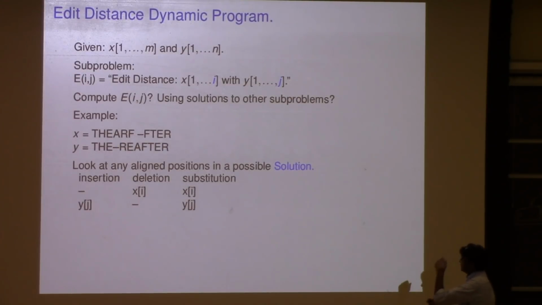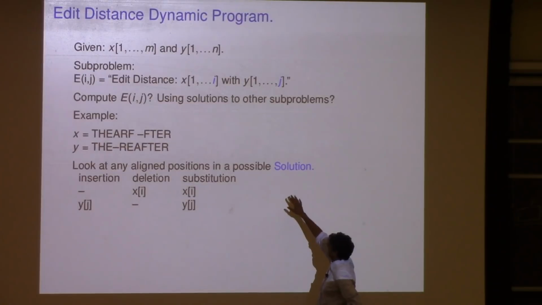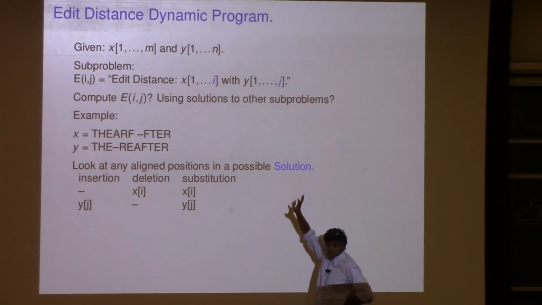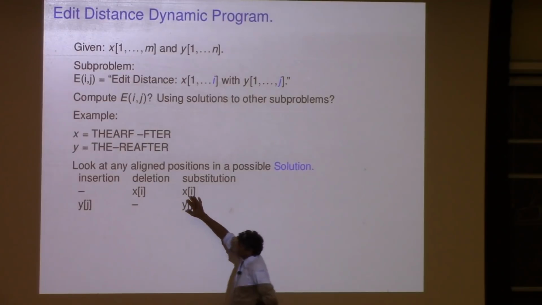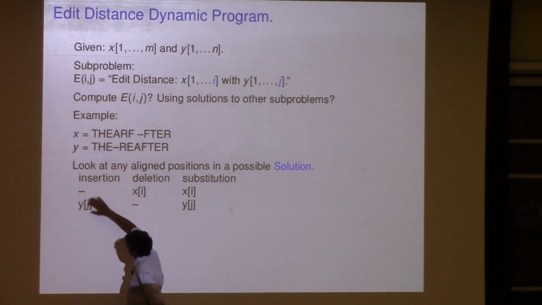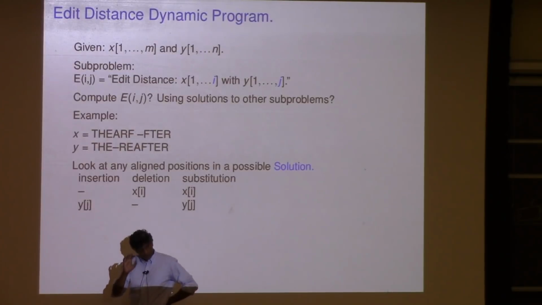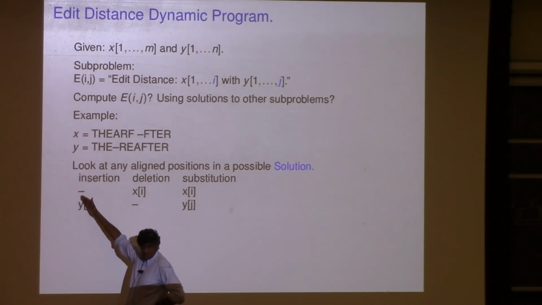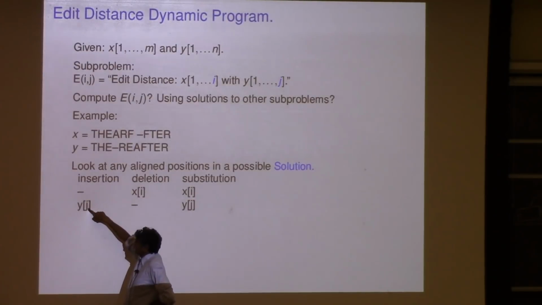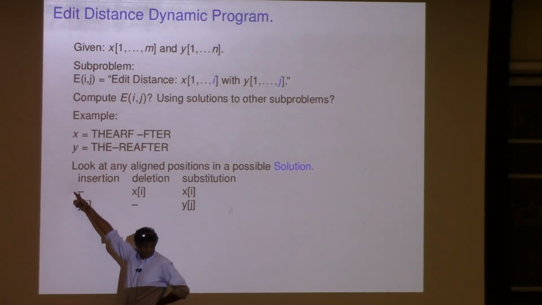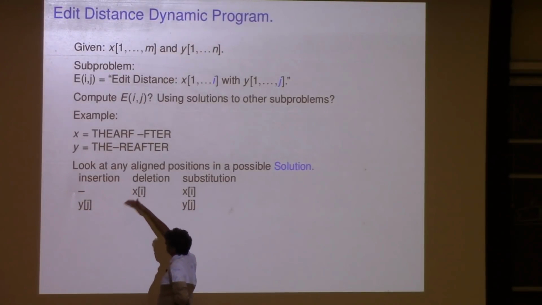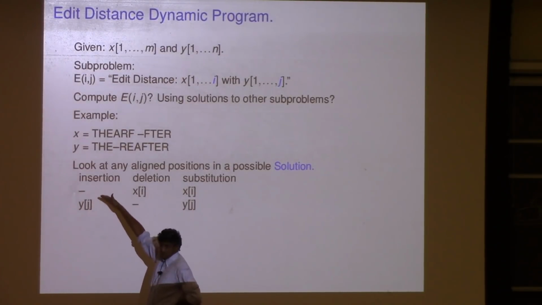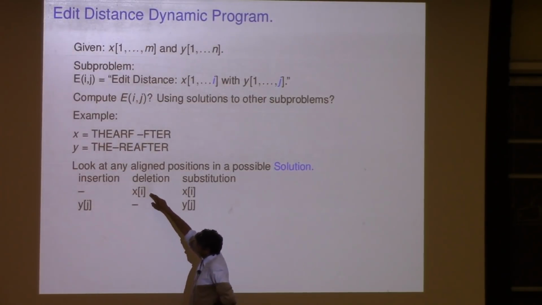So you look at any aligned positions in a possible solution. Okay, so now I'm thinking of what a solution looks like. And now, if there was an insertion at this place, we're thinking of lining up the string up to I for X and up to J for Y. Now the last position could look like this. Y sub J could be here, and there could be a gap up there. Or, which corresponds to an insertion, right? You're inserting a character into X.